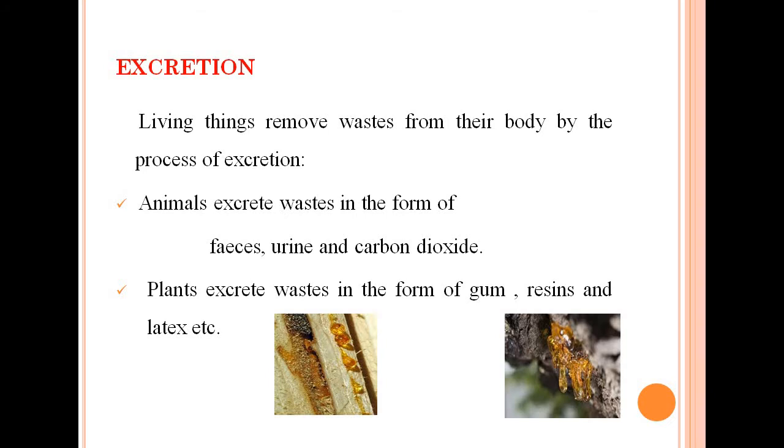Excretion, another characteristic of living things. We know living things remove waste from their body by the process of excretion. So excretion is the process through which living organisms excrete the waste products from their body. Animals excrete wastes in the form of feces, urine, and carbon dioxide. Most animals excrete solid wastes in the form of feces. Here you can see liquid waste in the form of urine and gaseous waste in the form of carbon dioxide.